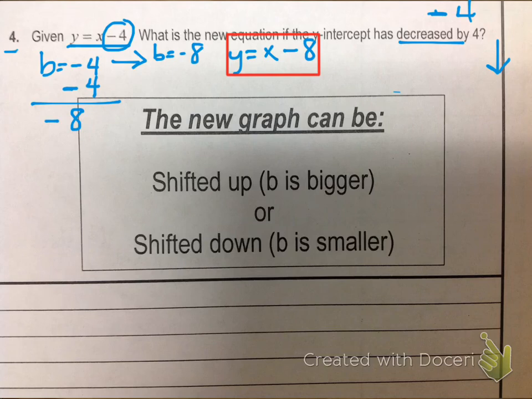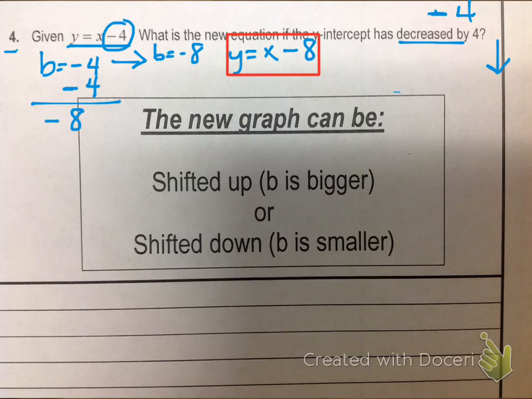So again, just like yesterday, just a quick summary. The graph can be shifted up if your b is bigger. So if your b is larger, okay, not absolute value here. We're not talking about absolute value like we did with the slope. If your b is actually bigger, okay, so -1 is bigger than -5. If it's bigger, your graph's going to go upward. If your b is smaller, your graph's going to go downward.